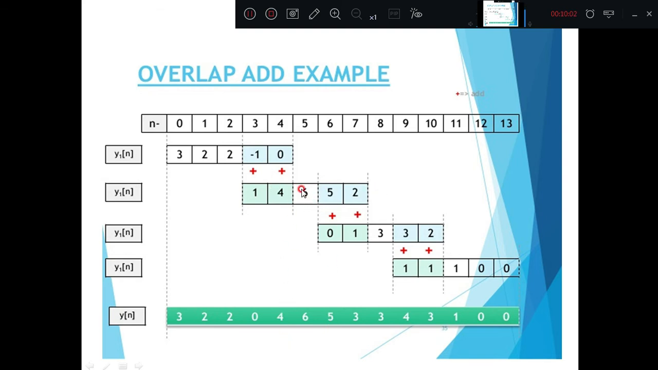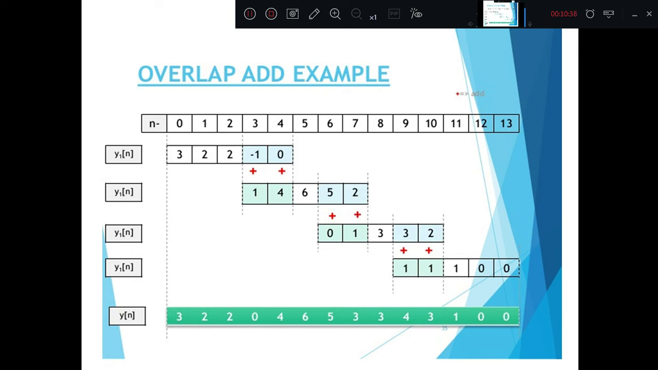Sorry, not 6, 5, 2 you write as it is, because 6 is an unoverlapped sample, it is not overlapped, 6 you write. Next these 2 and 0, 1 are overlapped, you add it, 5 plus 0 is 5, 2 plus 1 is 3. Next this 3 you write as it is. Next these are the overlapped samples, you add it, 3 plus 1 is 4, 2 plus 1 is 3. Next the remaining samples you write as it is, right? So this is finally the response of the LTI system, or LTI filter, using the overlap add method.